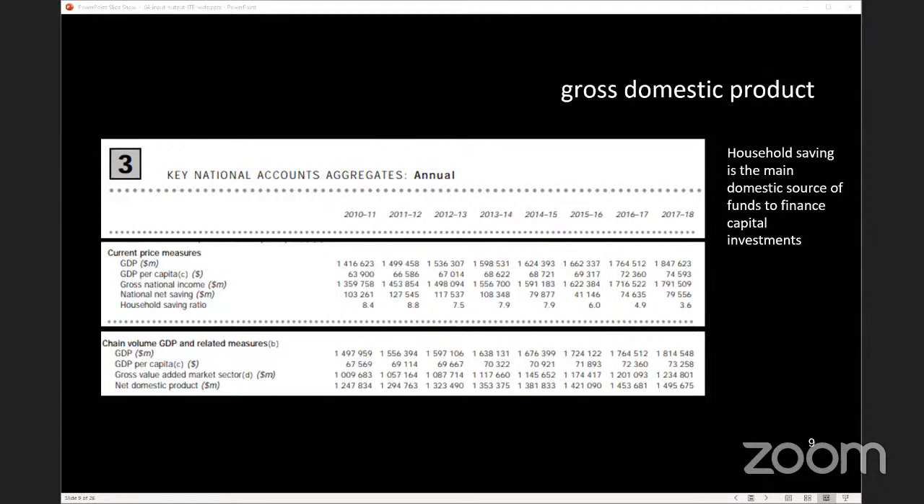Now, if you don't use your domestic source of savings, then you have to borrow in the international money market, which will then create future problems. Remember the Asian financial crisis and all those kinds of problems. So a lot of the issue with investment has to do with savings.